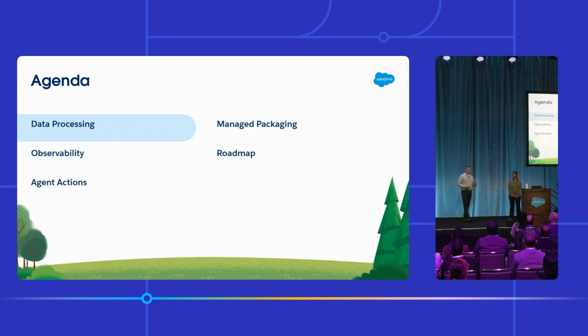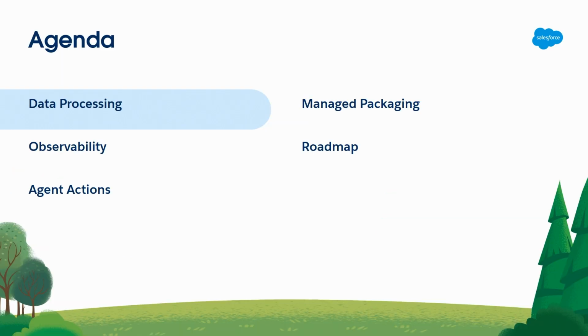Right, so today we're going to run you through 4 key areas before giving you an overview of the roadmap in general. First, we're going to talk about what we're doing for data processing. So this is new features we have like zip processing in Apex, formulas in Apex, and the beta of cursors.